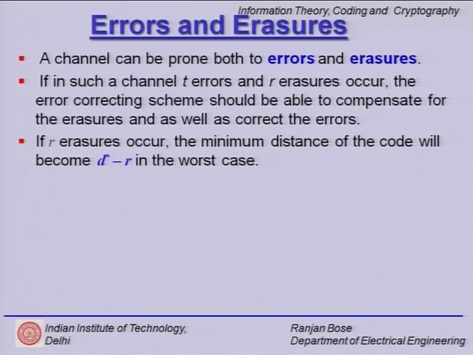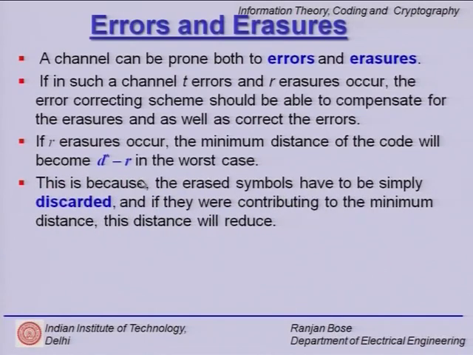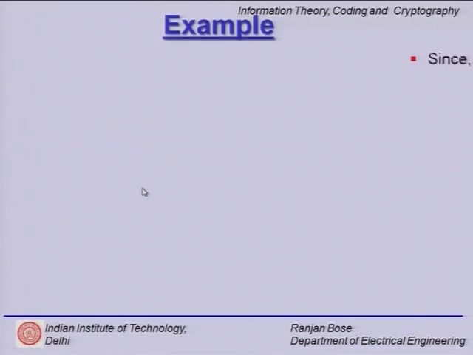If R erasures occur, what it effectively does is it reduces the minimum distance of the code. You have R fewer symbols to work with, and consequently in the worst case your effective d star, the minimum distance, becomes d star minus 1. So the erased symbols have to be simply discarded.